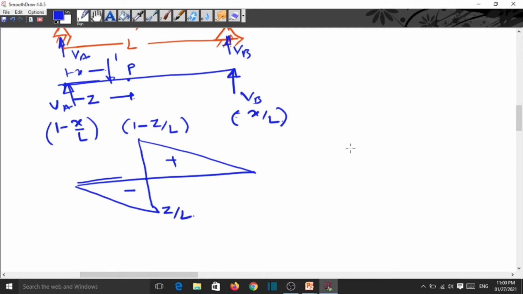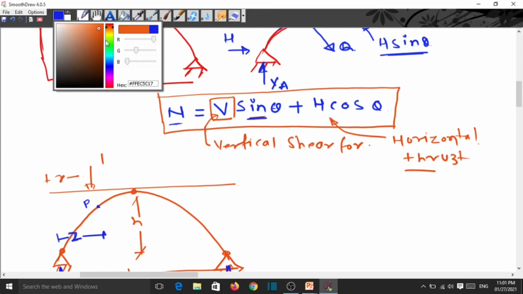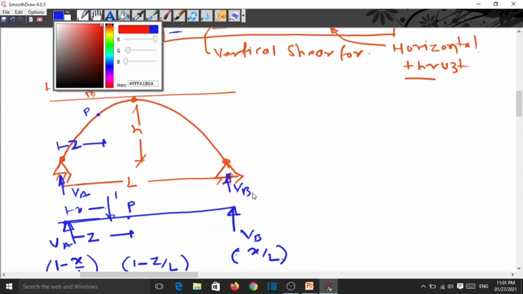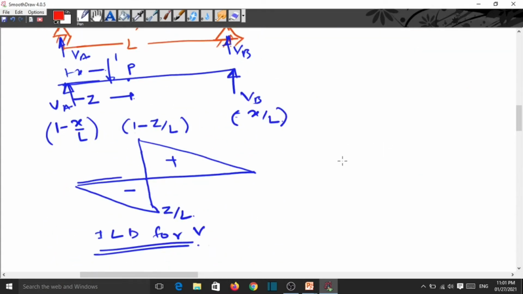Now, this is the ILD for V. But here we want the ILD for V sin theta. So here we are multiplying this by a quantity. This diagram is like this.